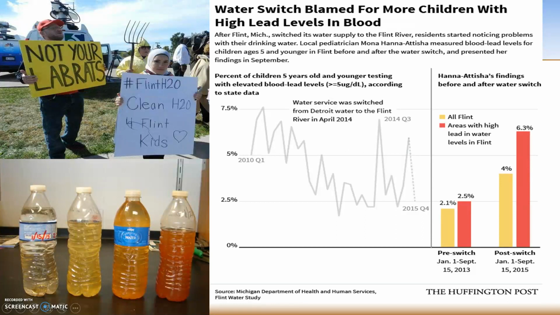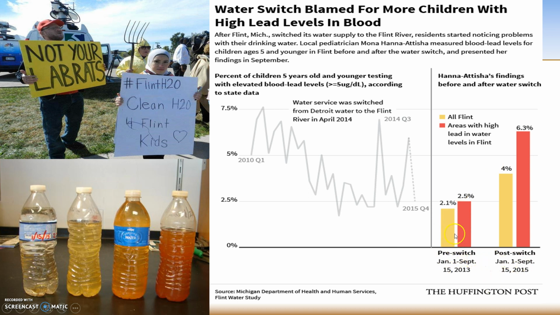The diagram on the right shows the percentage of children 5 years old and younger that tested with elevated blood lead levels greater than the allowable level according to state data. So it appears that the water service was switched from Detroit Water to Flint River in April 2014, and there was a spike in the lead levels that were documented. And then a local pediatrician measured blood levels for children ages 5 and younger in Flint before and after the switch, and her findings are depicted here.